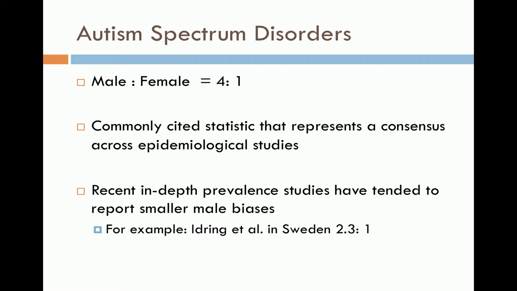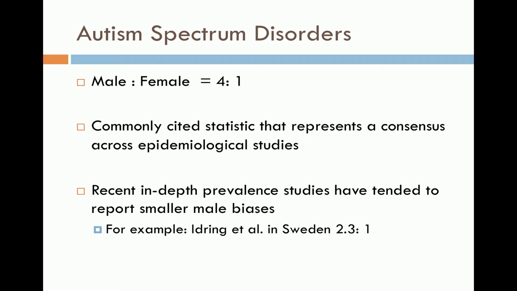However, if you look at the time trends, you will find that recent in-depth prevalence studies have tended to report smaller male biases. So over time, in the newer studies, this ratio is going down. For example, and it's just one example of studies, I could have cited many more, in a large study in Sweden, the ratio went down to 2.3:1. So the question is, wait up, what is going to happen in here?